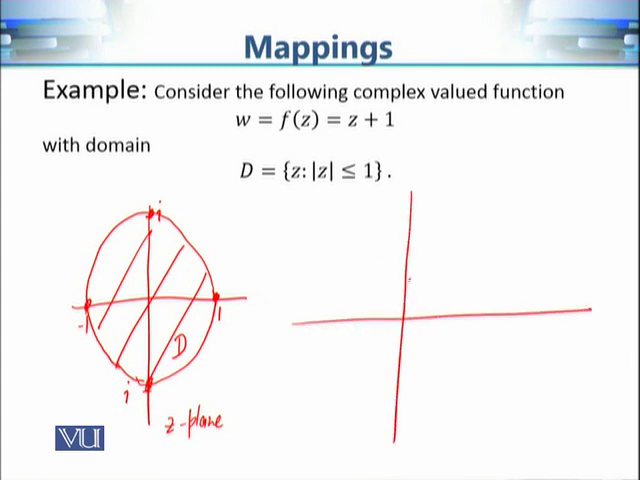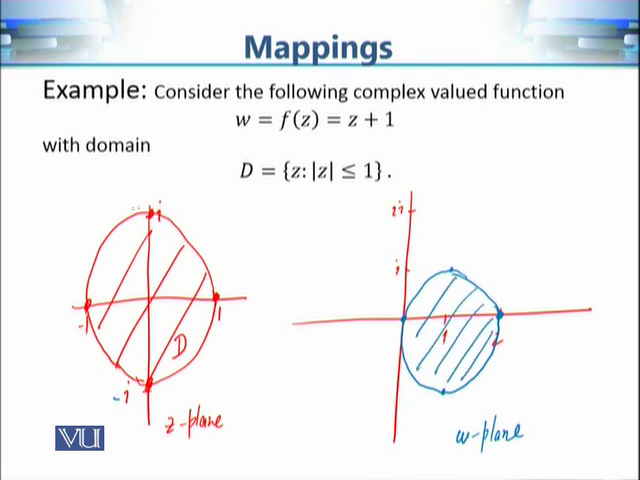Okay, so this is the w plane. This is 1, 2, okay, so iota, 2 iota. Let's see what the images of these points in the w plane are. The image of 1 is 2. The image of iota is 1 plus iota. The image of minus 1 is the origin, and the image of minus iota is 1 minus iota. So if we join these points and calculate the images of other points, then we get the following disk.